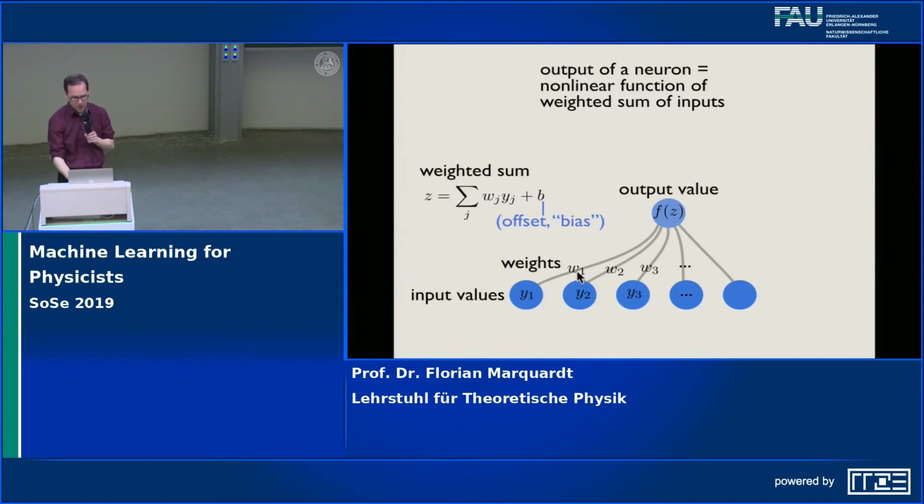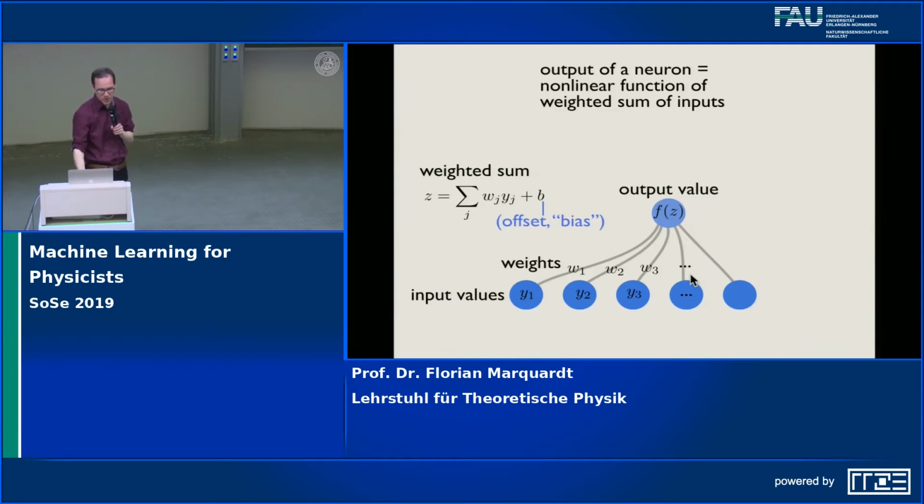So I called these weights here W1, W2, W3. Later we will have a slightly more sophisticated notation because I have to distinguish all the different neurons. But for now, you see there's only a handful of different connections and each of them has its own weight. These weights are also simply numbers.